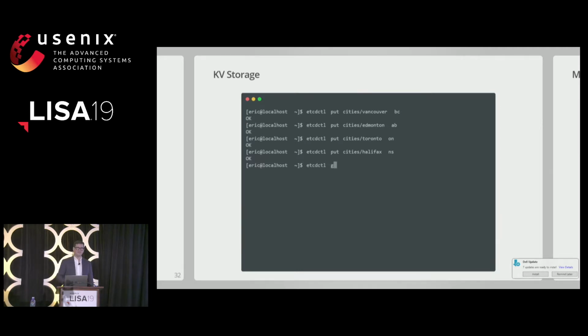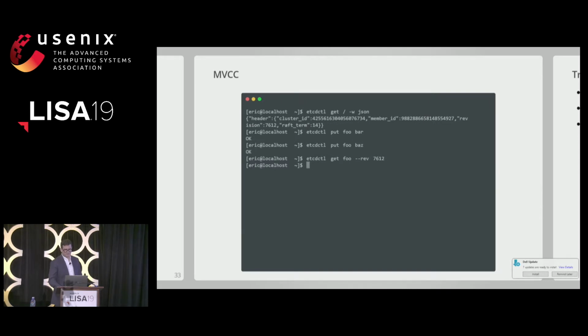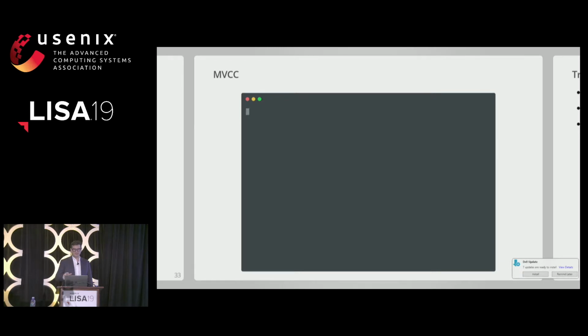etcd lets you get a range of key value pairs. So I can get all of the cities if I ask for them. This example looks a little hard to understand, but it's showing the revisions and how etcd still lets you ask for older versions of keys that haven't been compacted yet.